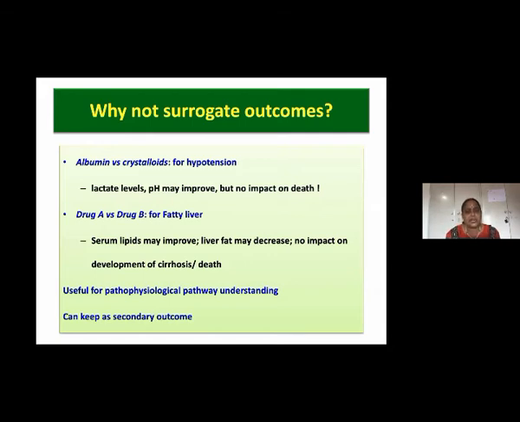Like when I do studies on ulcerative colitis, I use improvement in the clinical scoring of the patient as my primary outcome. My secondary outcome is reduction in fecal calprotectin, which is a very good surrogate to tell us about disease activity, but that cannot be my primary outcome.